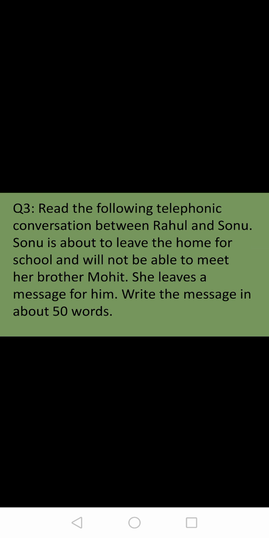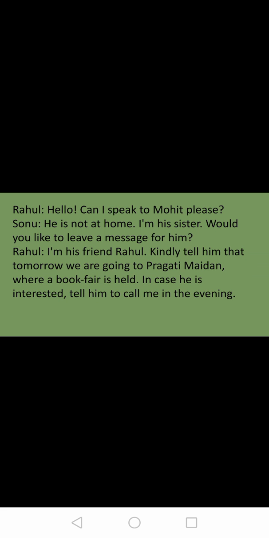Okay. Now the third, one more question. Read the following telephonic conversation between Rahul and Sonu. Sonu is about to leave home for school and will not be able to meet her brother Mohit. She leaves a message for him. Write the message in about 50 words. Sometimes it is given in the question that you have to write the message in 50 words.